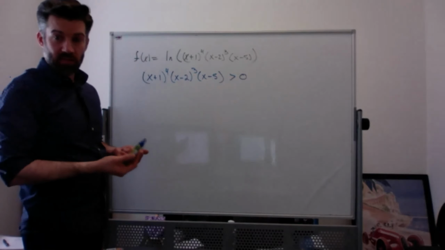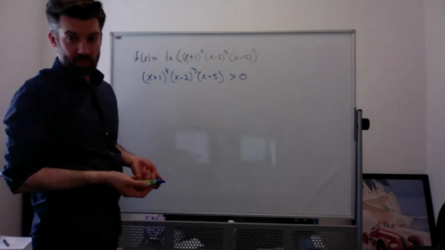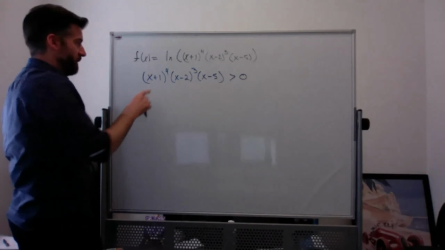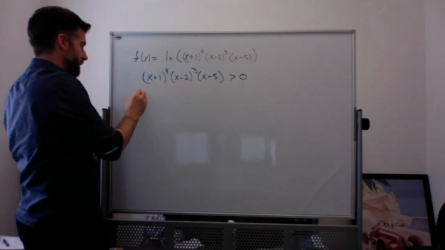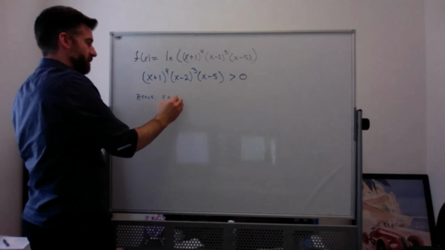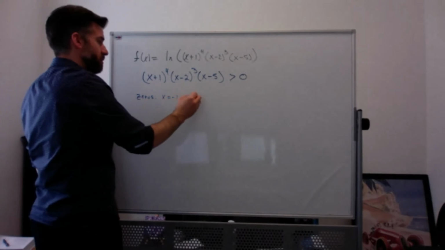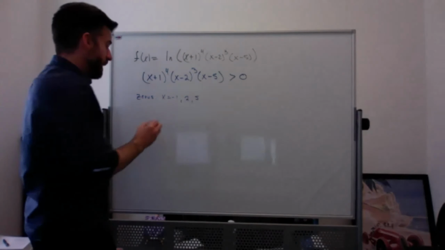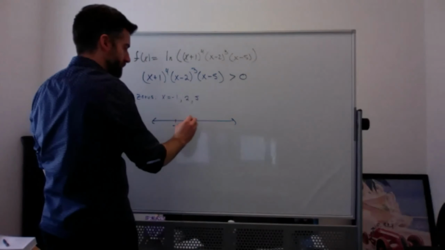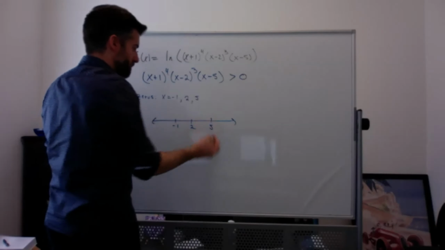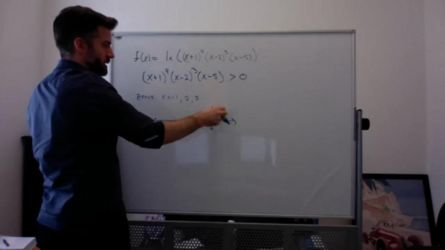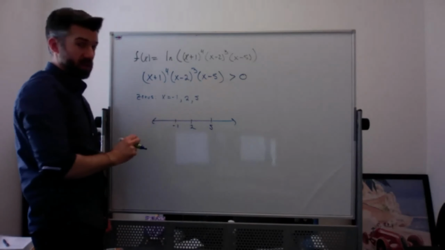Right? We can't take the log of 0. We can't take the log of negative numbers. So then the way I usually tackle a problem like this is by finding the zeros. So the zeros of this left-hand side of the equation are x equal to -1, +2, and +5. And then you plot this on the number line. They happen to be in order. And then you want to see what the sign of this expression is in each of these 4 different intervals.